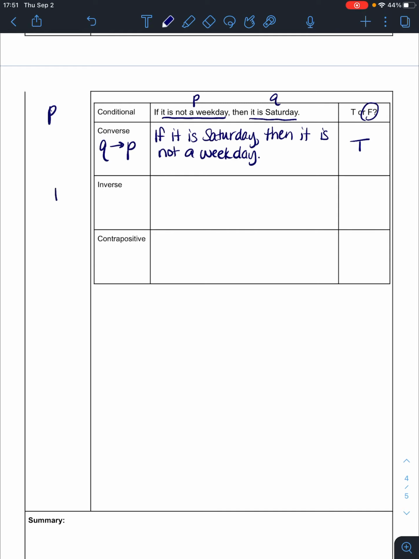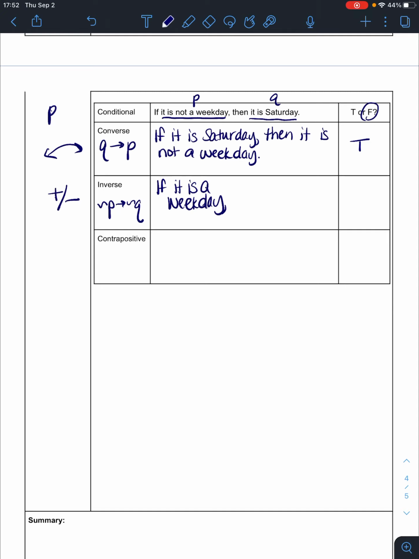Then our inverse. Remember, we switched for our converse, and we negate for our inverse. So then we go back to the original order. If not P, then not Q. So we go back to our original problem. If it's not a weekday, now we need to negate that. If it is a weekday, and then we need to negate our second part.